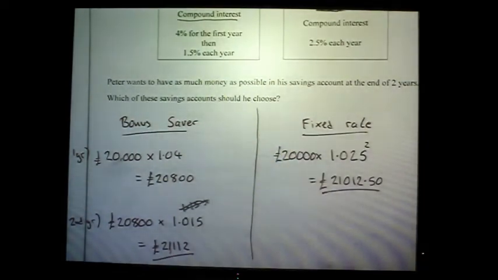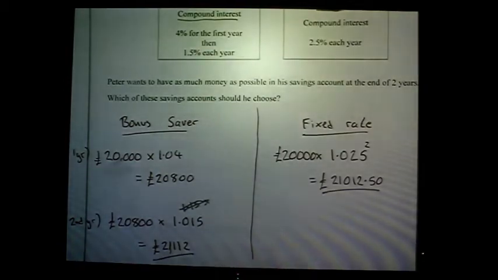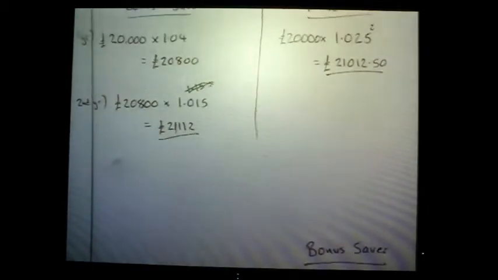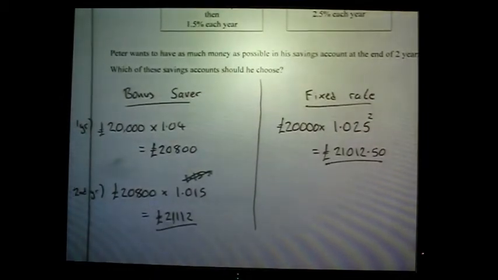Here it changes, so I can't... Something in case, so there's my total. You can clearly see the bonus saver one is better value. So look, write that at the bottom, clearly show how much they get, and you'll get the 4 marks really easily.